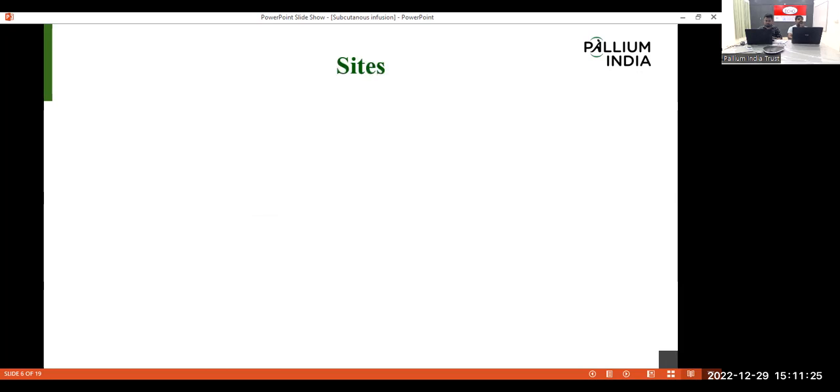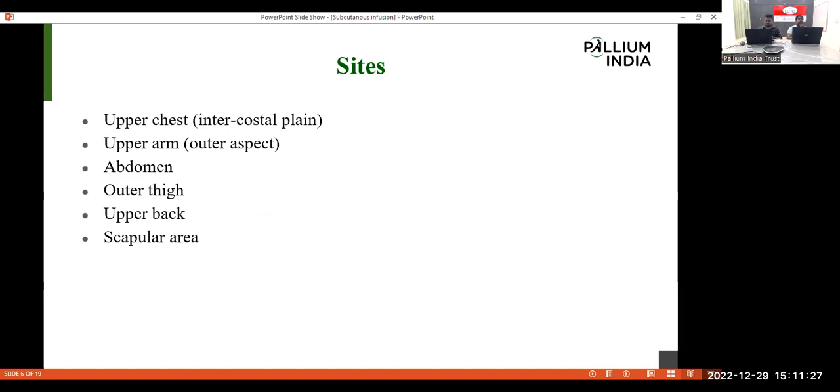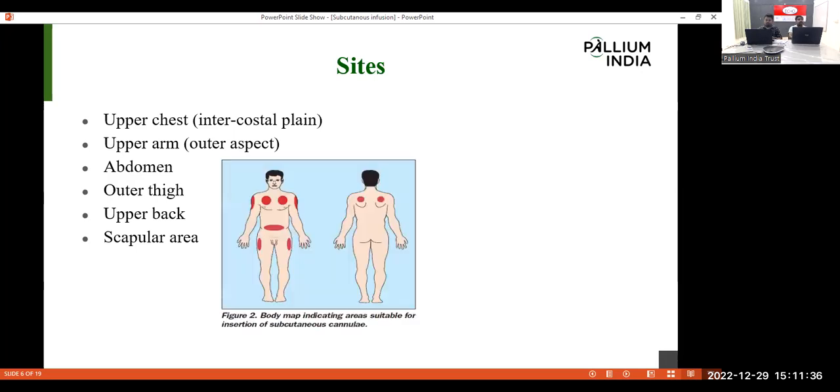Then, which are the sites where we can give this subcutaneous type of injection or infusion? First one, upper chest or intercostal plane. This picture I am showing, the upper chest or intercostal plane. If we choose this area, mainly for female patients, be cautious. Don't involve the breast tissues because it will damage the tissues. So be careful while choosing the upper chest region.